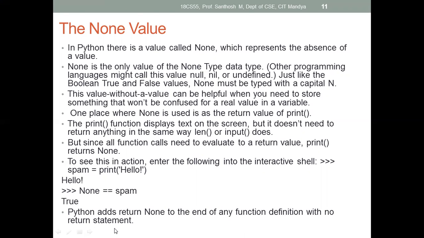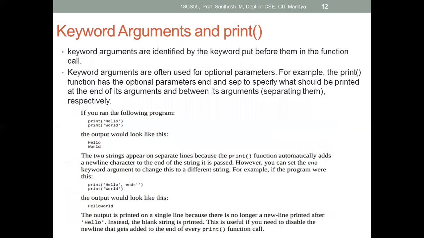So in Python, by default it will attach return none. Return none means it will not return anything, at the end of any function. If you call any function, at the end of that function it will add return none. So if you have not mentioned a return statement, by default return none will be added by Python. Okay, so next one is keyword arguments and print.